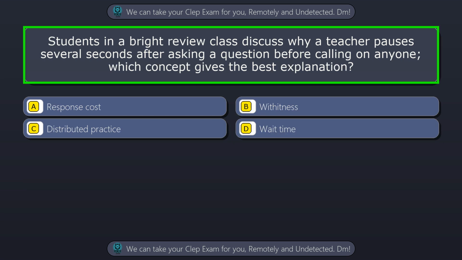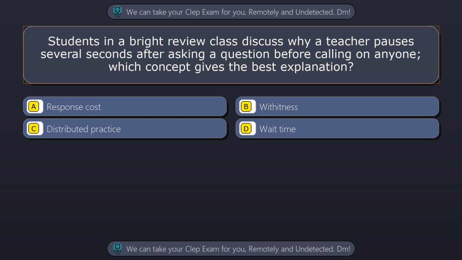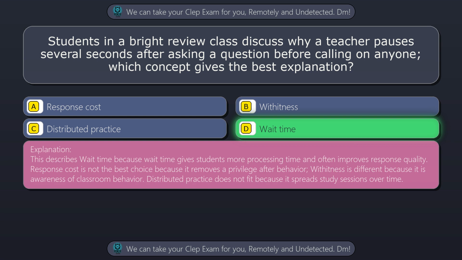Question 75. Students in a Bright Review class discuss why a teacher pauses several seconds after asking a question before calling on anyone. Which concept gives the best explanation? Option A, response cost. Option B, withitness. Option C, distributed practice. Option D, wait time. The correct answer is option D, wait time. This describes wait time because wait time gives students more processing time and often improves response quality.